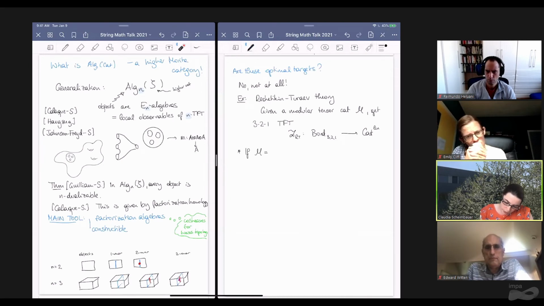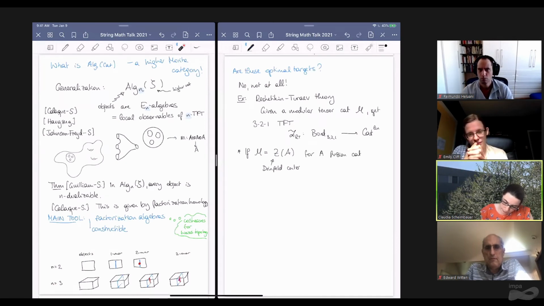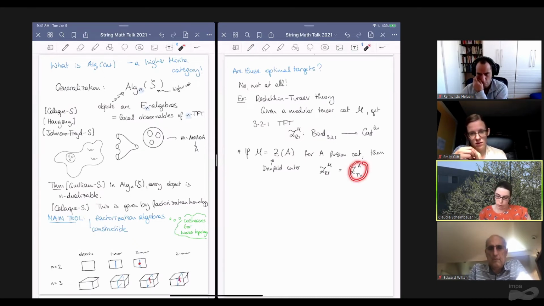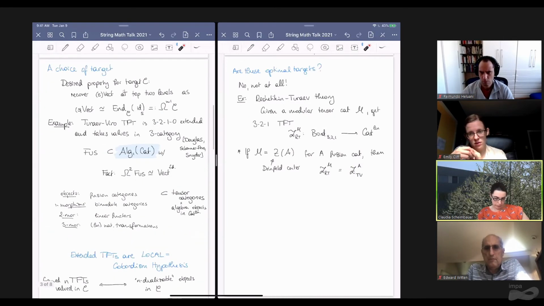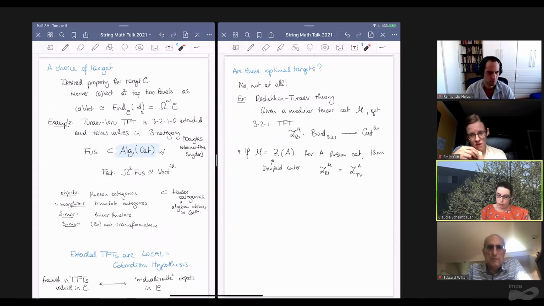And now there are some things I would like to note. So if the modular tensor category is the so-called Drinfeld center for a fusion category, then my Reshetikhin-Turaev theory associated to M is just the same as the Turaev-Viro theory for A. So this guy here we saw before is fully extended. So this was up here. This is extended all the way down to points. So the right-hand side is as well. But not every modular tensor category arises this way.